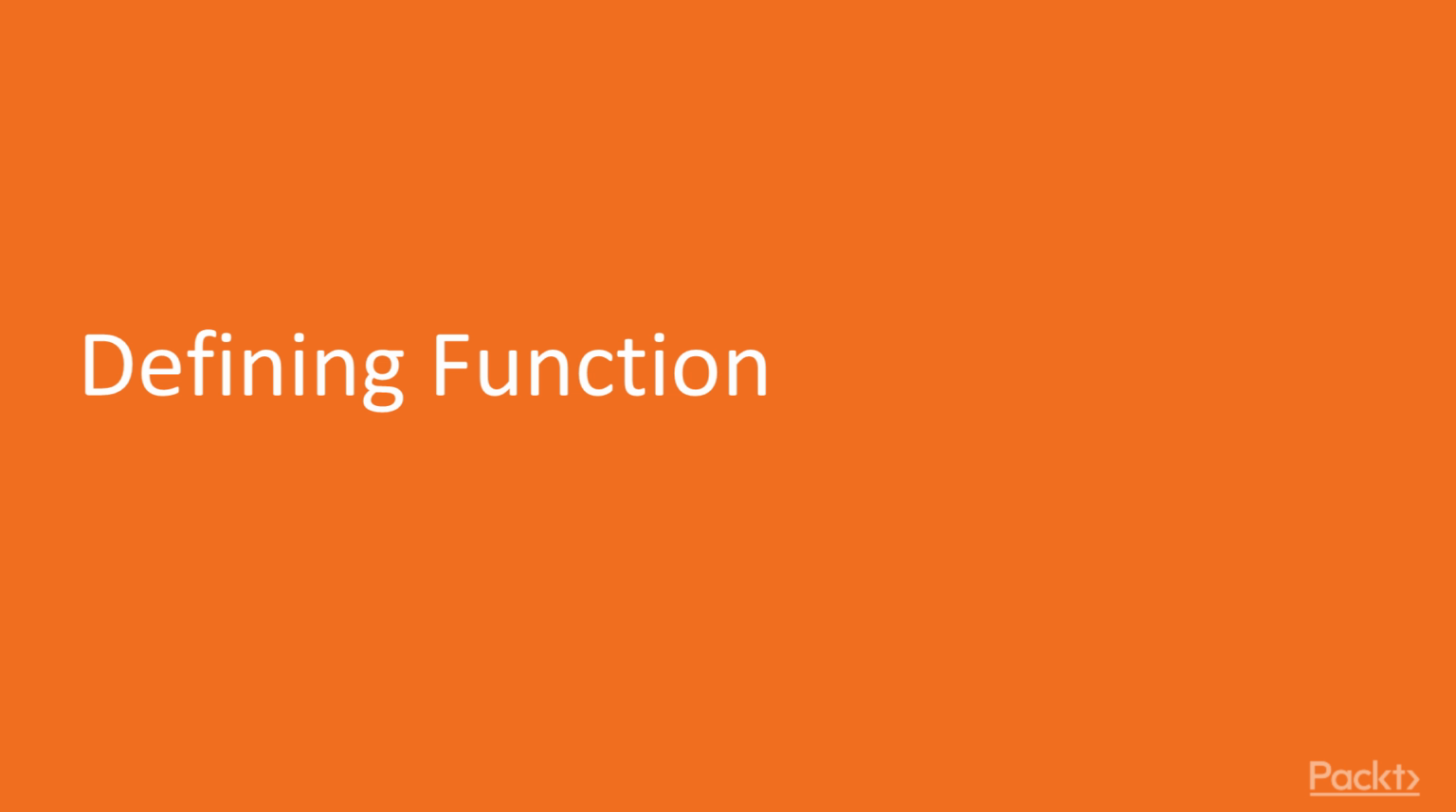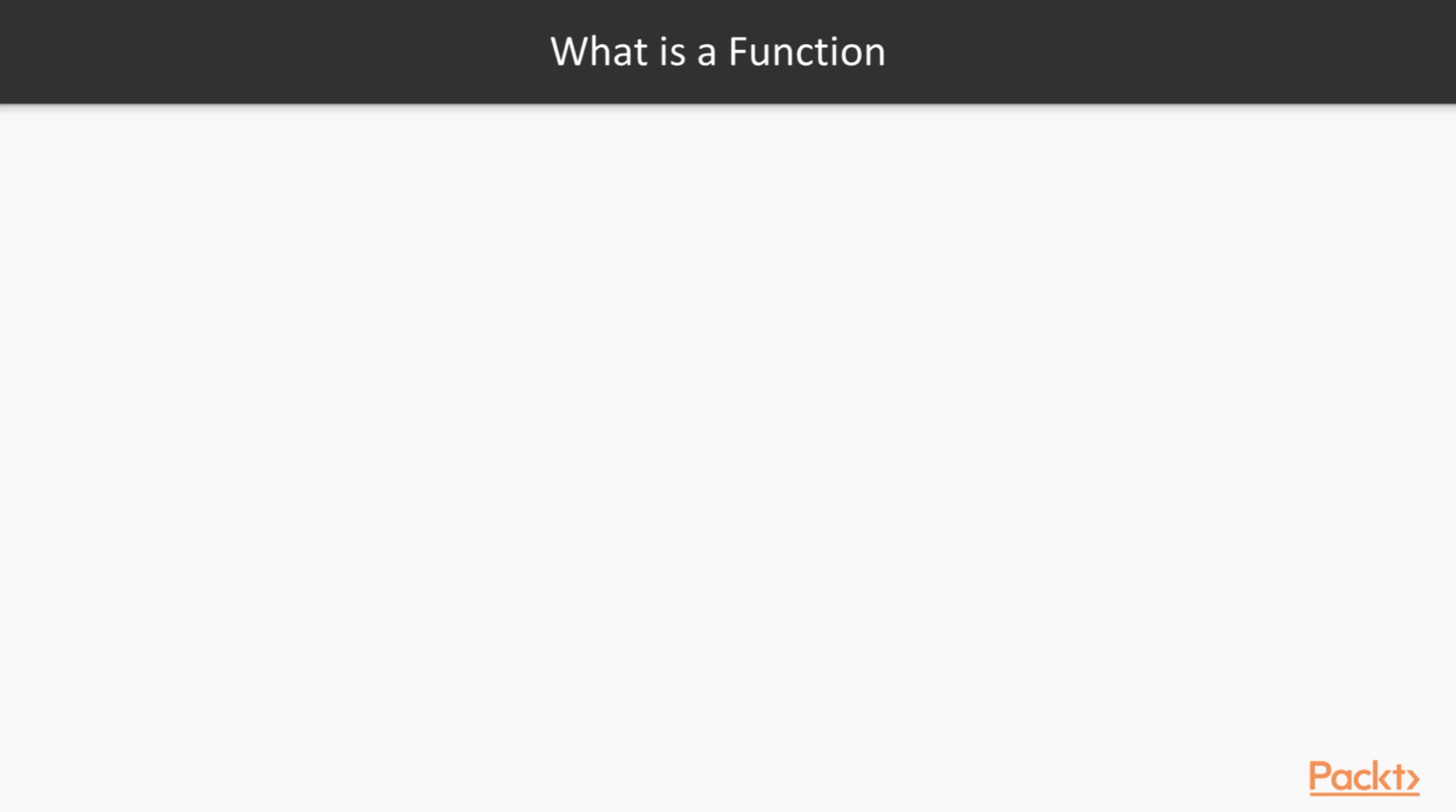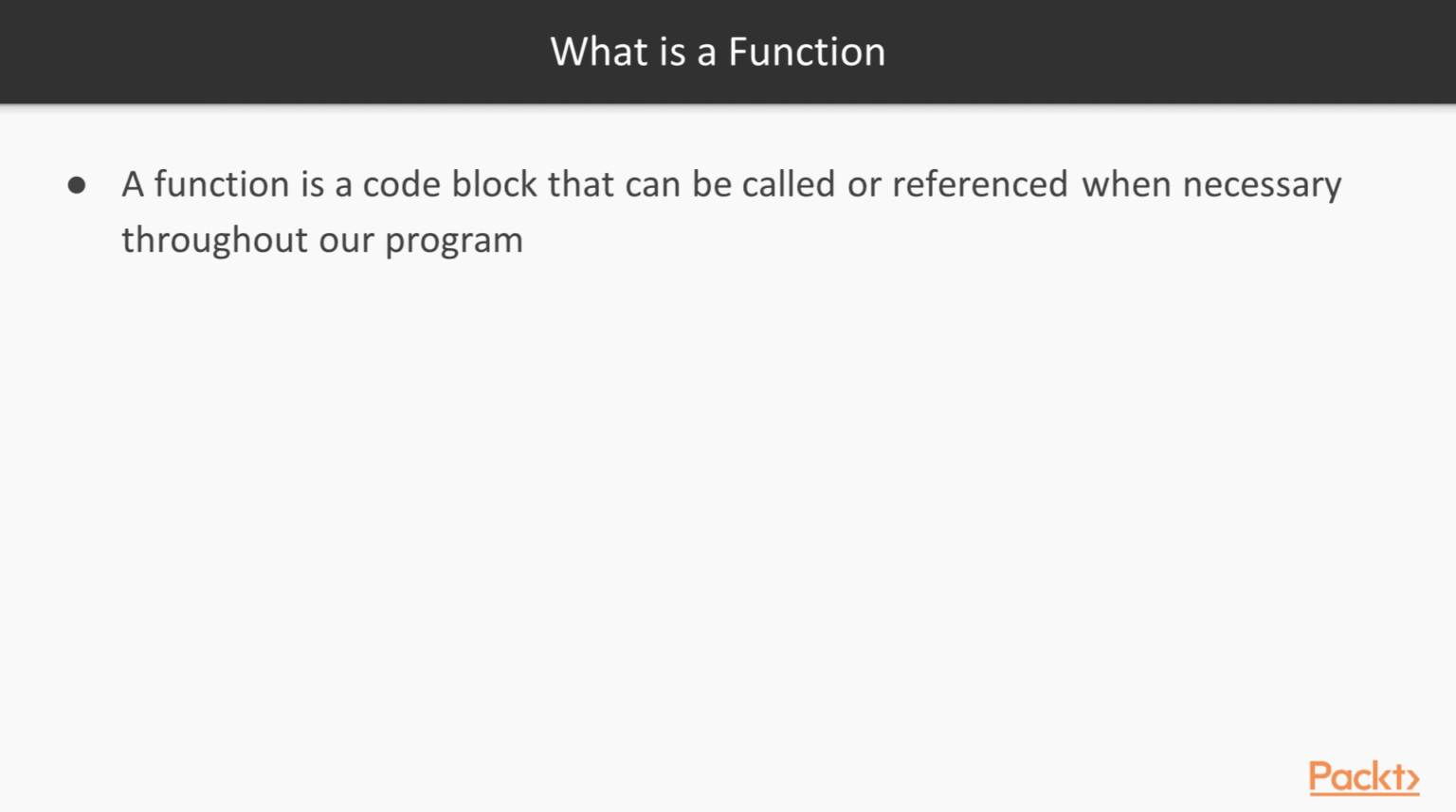First, let's define a function in this video. As I said, we're going to define a function and talk about its usage. What is a function? Very simply, a function is a code block that can be called or referenced when necessary throughout your program. Think about an if conditional statement or even a while conditional statement. Underneath each of those statements, you've seen a code block that can be executed, encapsulated within the squiggly lines. A function, similar in concept, is essentially a code block that can be accessed by calling the function's name, and it can be called anywhere in an application.